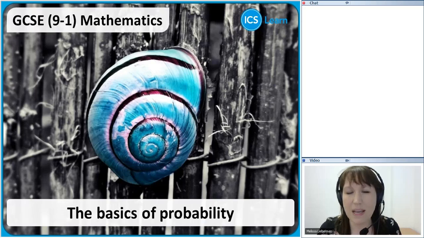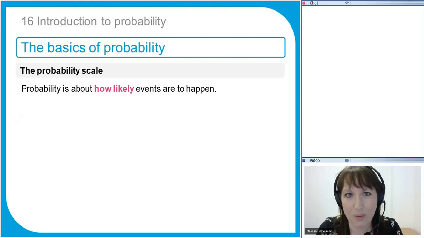So first of all, the basics of probability. So what is probability? What do we mean when we talk about probability? So the probability is how likely an event is to happen. So when we say an event, that's just the word for something happening. So an event might be getting a 2 when you throw a dice, or pulling a card out of a pack and getting a queen of spades. That's an event.